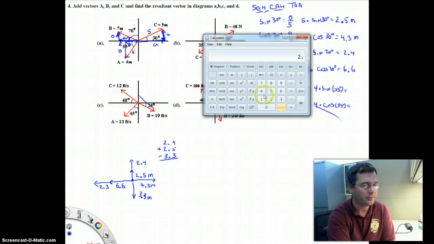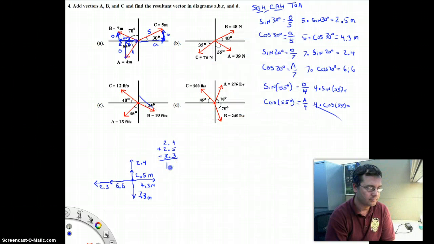So 2.4 plus 2.5 minus 3.3 is an upward component of about 1.6. And again, the unit here is meters. So I'm going to draw a new free body diagram, and this new free body diagram is going to have a point, and from that point is going to be projecting a vector 1.6 meters upward. The horizontal component is going to be added as follows.